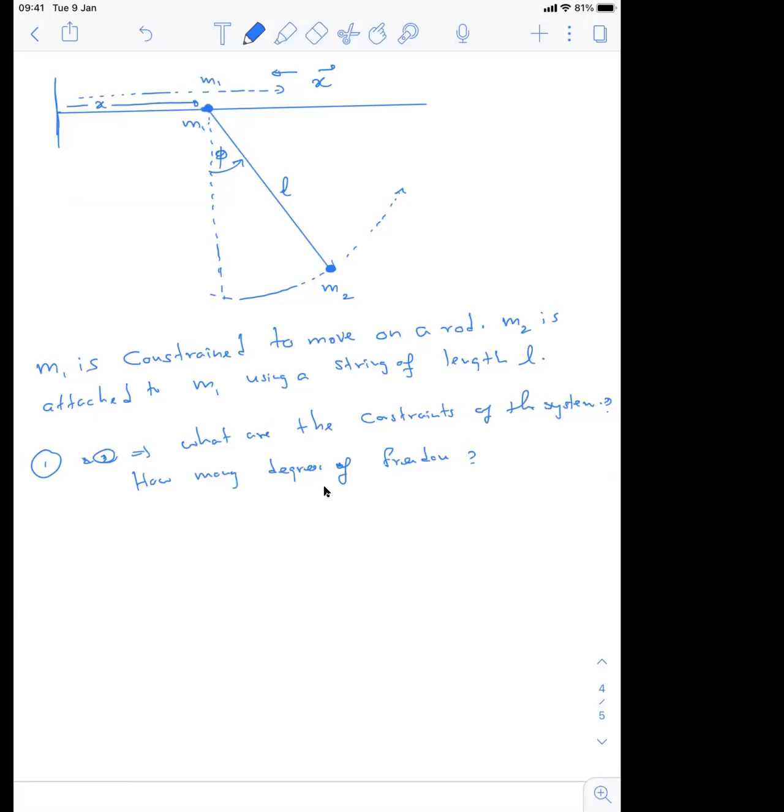So for the kinetic energy, there are actually 2 degrees of freedom.